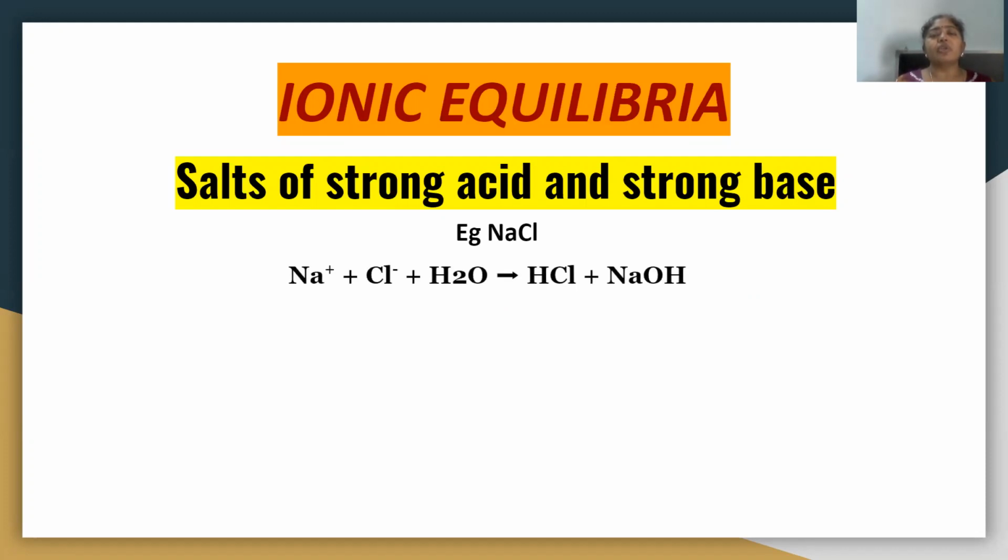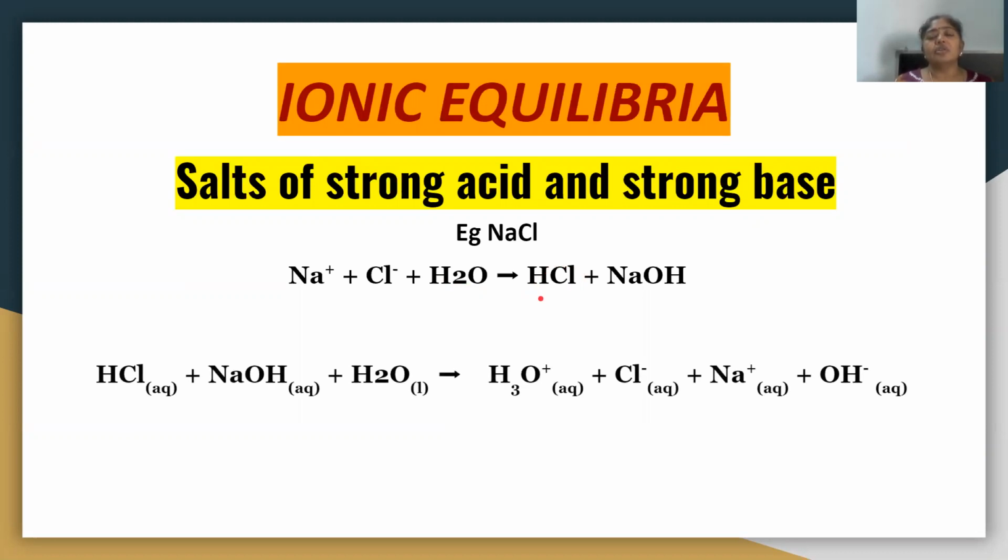The moment I put the sodium chloride in water, it forms HCl and NaOH. The positive ions of sodium will combine with the negative hydroxyl ions in the water and they will form NaOH, while the Cl minus will get attracted to the positively charged protons and they will form HCl. So if you take a solution of NaCl in water, you will see that it contains HCl and NaOH. But this HCl and NaOH, again they will react with water and get converted into hydronium ions, chloride ions, sodium ions, and OH minus ions.